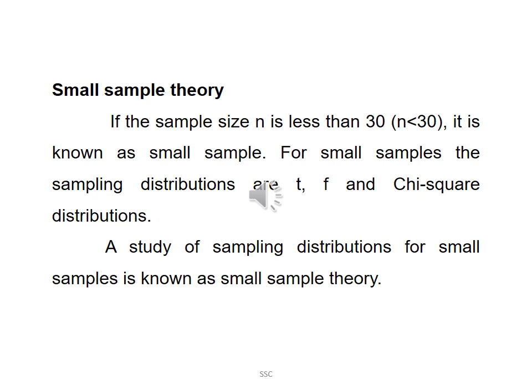In small sample theory, the sample size should be less than or equal to 30. It is known as a small sample. For example, some of the statistical distributions are the t distribution, F distribution, and chi-square distribution. A study of sampling distributions for small samples is known as small sample theory.